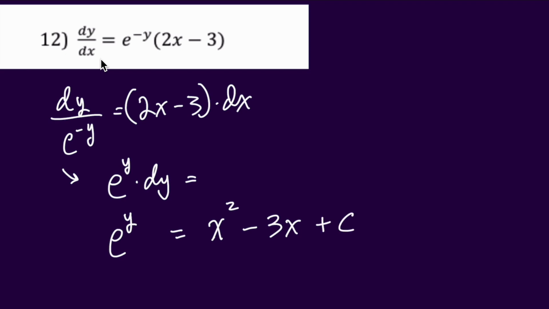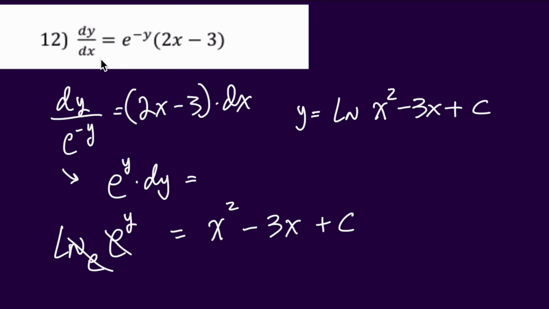Okay, so next we're going to take the natural log of both sides, and when we do that, this will cancel out, and we're going to get y equals the natural log of the opposite side. And there are no absolute values here because we're just taking the natural log of what we see. This is your final answer for this one.